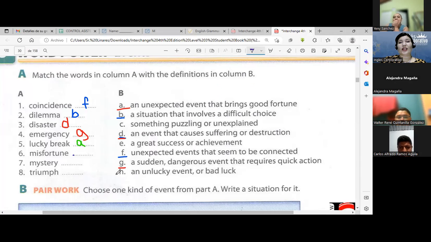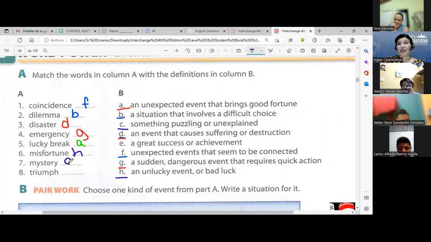Misfortune. Letter H. An unlucky event or bad luck. That is misfortune, right? Letter H. What about the next one? Let me see. Letter C. A mystery. Something puzzling or unexplained. Right, this is letter C.